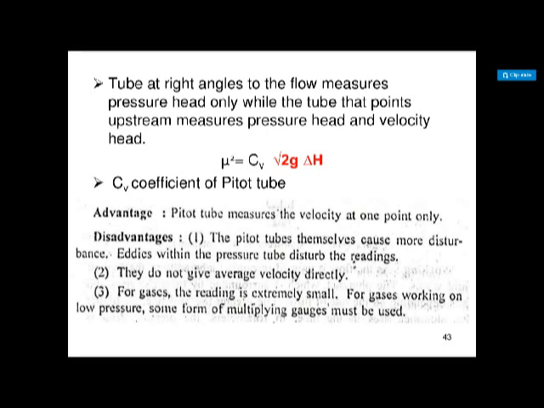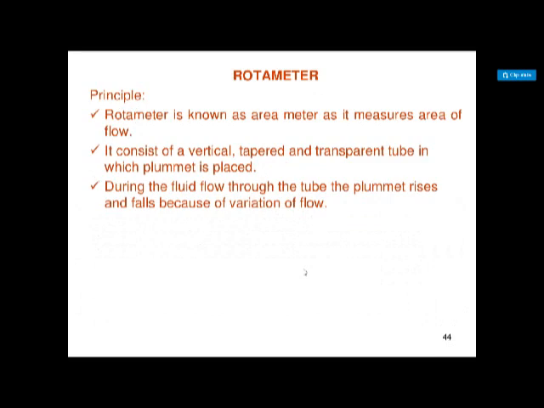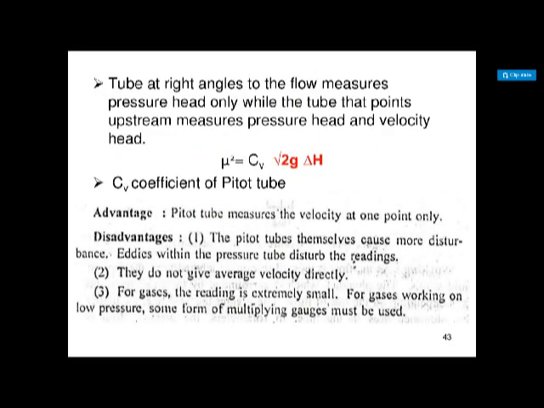And for gases the reading is extremely small, and for gases working on low pressure some form of multiplying gauges must be used. So these are the disadvantages of the pitot tube. So this is about the pitot tube, and these pitot tubes are used as, what we can say, differential pressure flow meters to measure the flow.